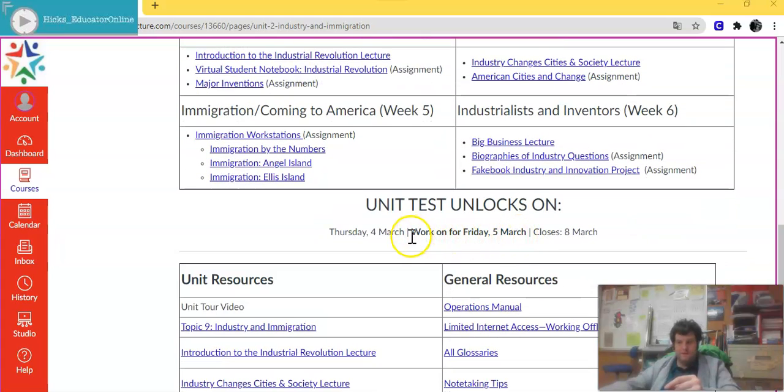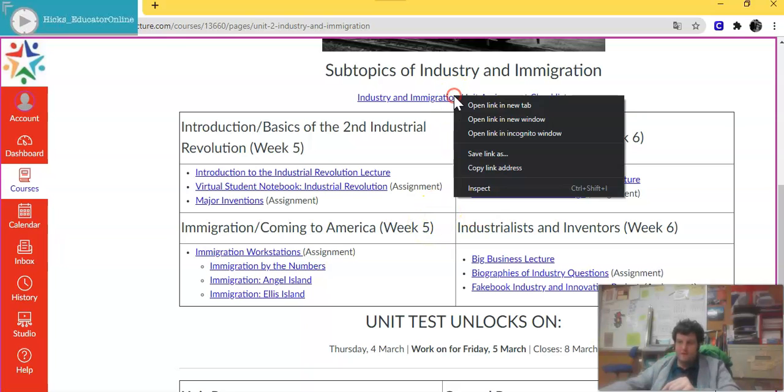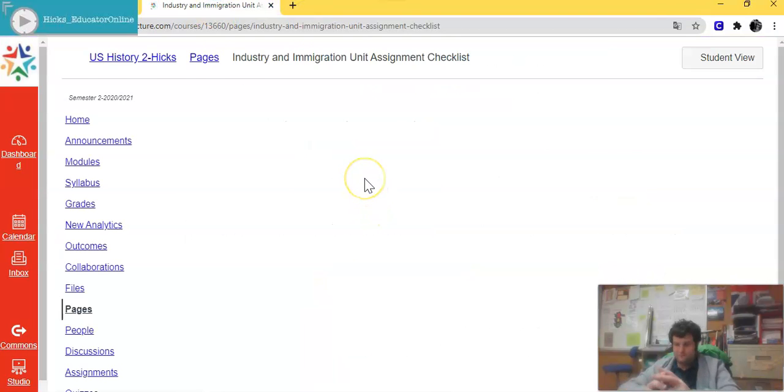One thing that's worth noting is the timetable on this unit is very short. It is only 2 weeks long. So it's of the utmost importance that you're keeping up with things. Let's go into the unit checklist and break it down by section.